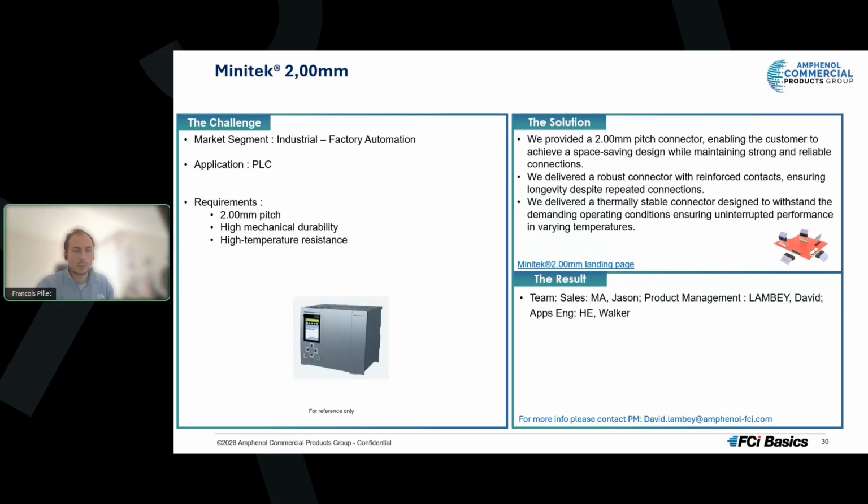The second success story relates a space constraint expressed by the customer, on top of challenging temperature ranges with high variations. To satisfy the requirements, we decided to promote Minitech 2.0 with reinforced contacts, ensuring longevity despite high number of mating cycles. The housing material was also upgraded to face large temperature gaps without any compromise on quality.